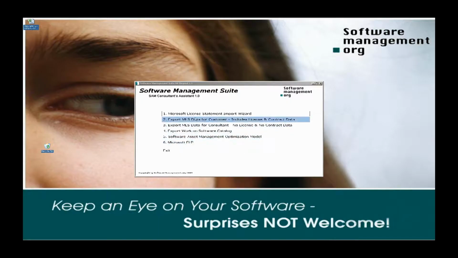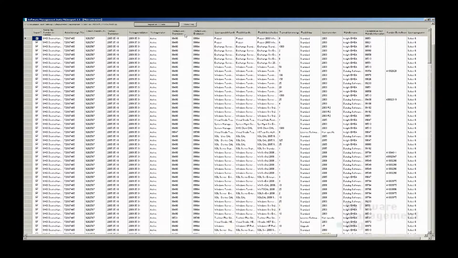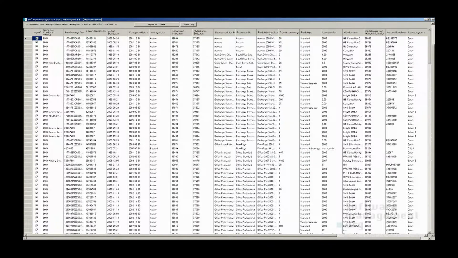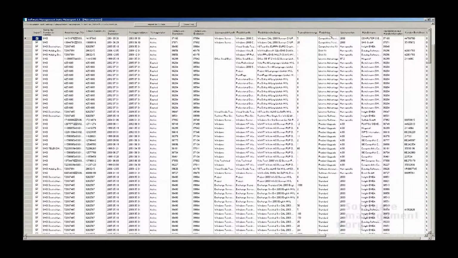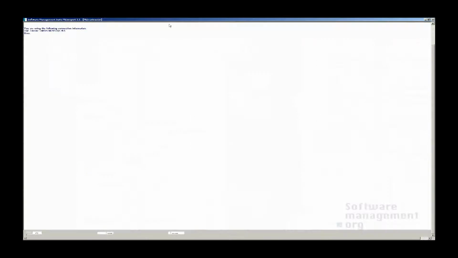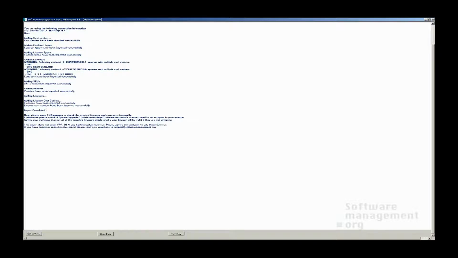Software Management Suite is the only solution that I know of which is capable of importing Microsoft contracts and licenses straight from the Microsoft License Statement, also called MLS. The import only takes minutes and is 100% accurate, which is for us a big time saver.